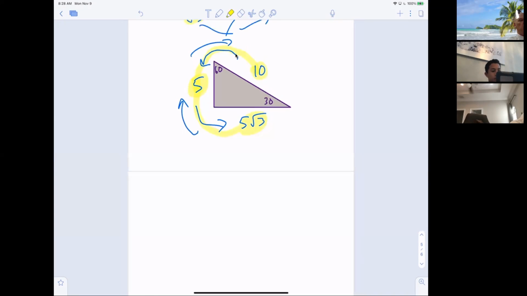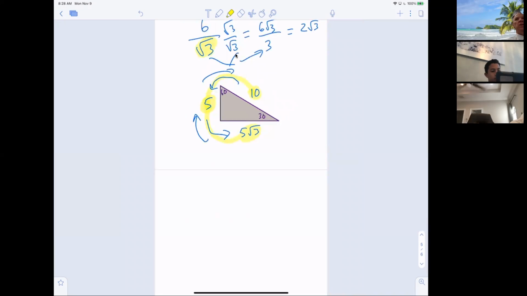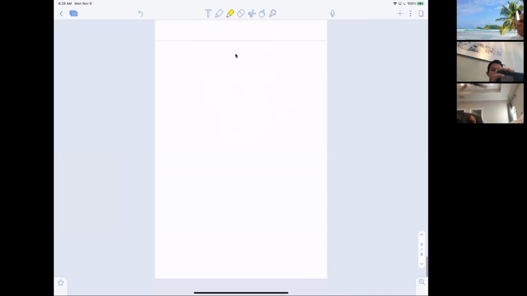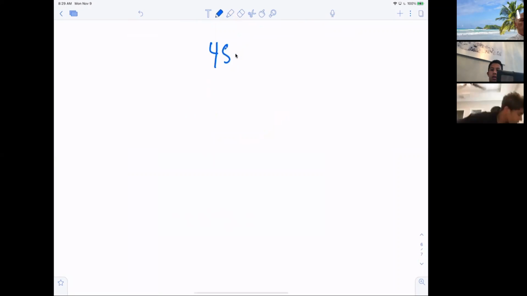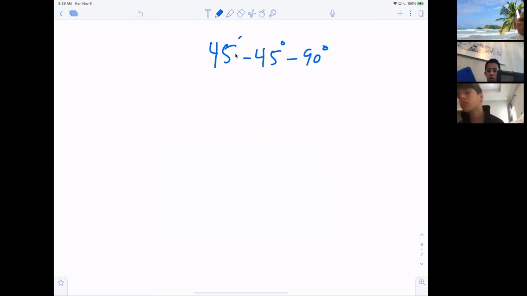All right, so that's your great lesson today on the 30, 60, 90 and how simple it is and how everybody always messes it up and they think it's so hard. All right, the other lesson for today is even easier. It's called a 45, 45, 90 degree triangle.